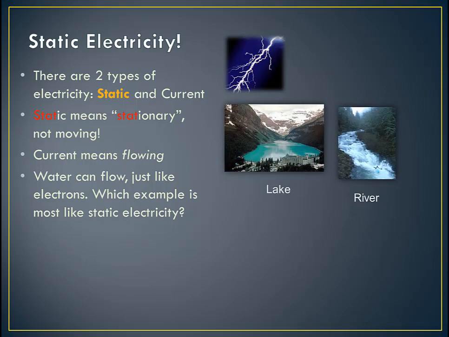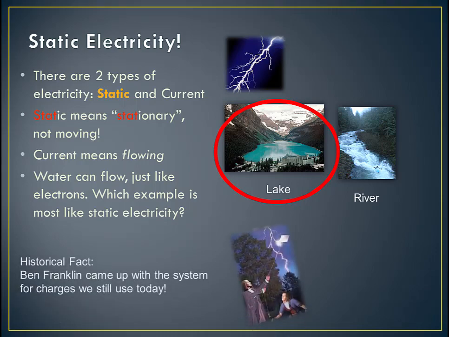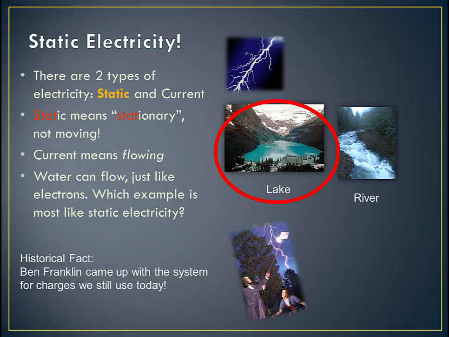So in this case, which would be a better analogy for static electricity? Would it be a lake where the water is sitting there still, or like a river? And obviously, right, if you got something flowing, that would be a river. That's current electricity. In our case, we're going to start off with static electricity, so it'd be more like a lake. And interesting enough, in terms of historical fact here, Ben Franklin came up with the system for charges that we still use to this day, and the terminology of positive and negative charges.